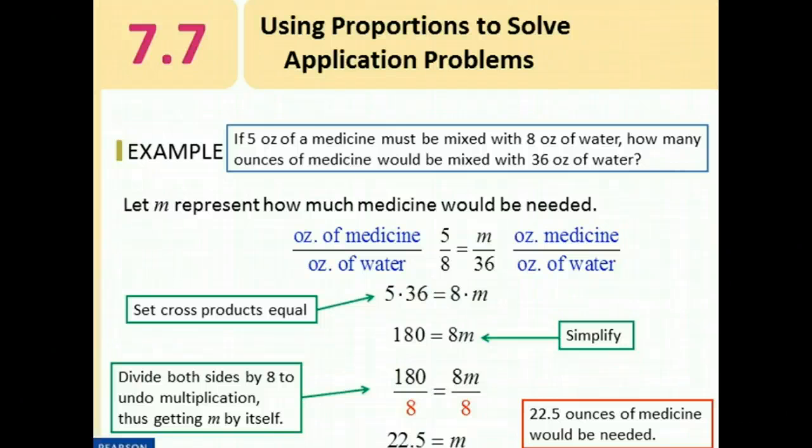Now don't forget to put units on your answer. It's very important that you give an answer as 22.5 ounces and not just 22.5.